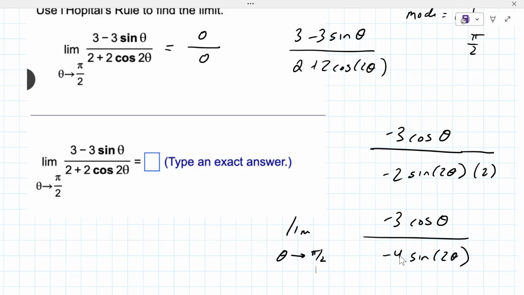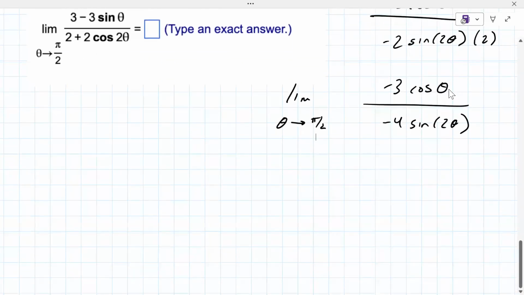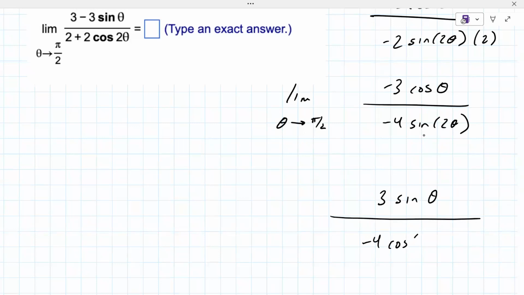It's still 0/0 is what I got. So unfortunately, you have to take another derivative. Derivative of cosine is minus sine, so it becomes 3 sine theta. On the bottom, the derivative of sine is cosine. It's -4 cosine 2 theta, but then the chain rule again. Always have the chain rule when you have an inside function, and you multiply by 2.